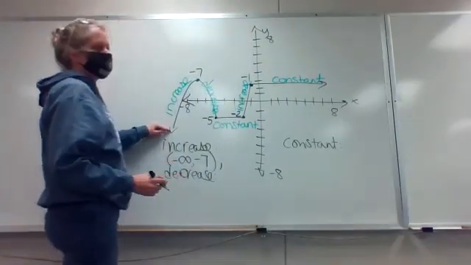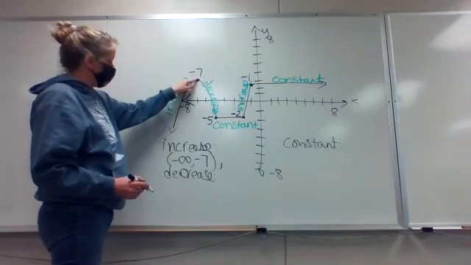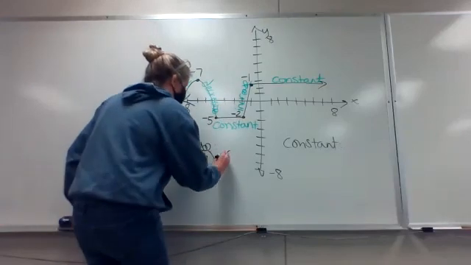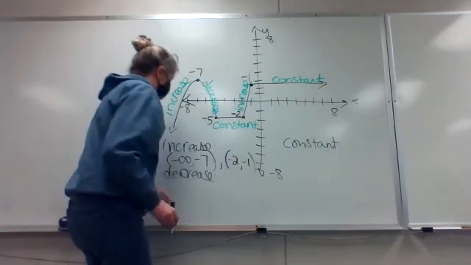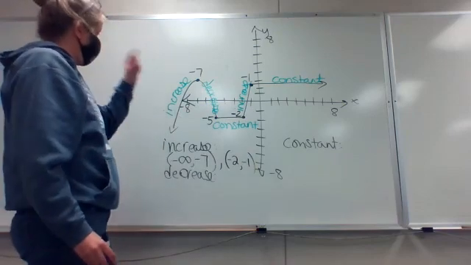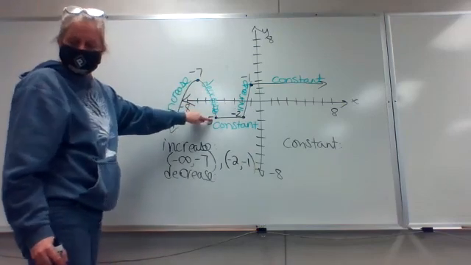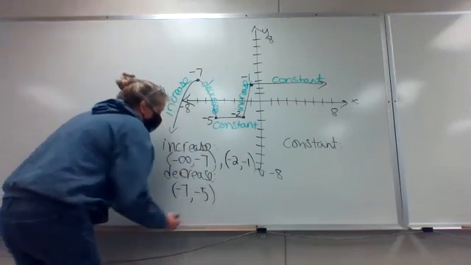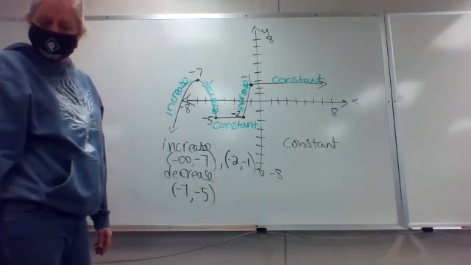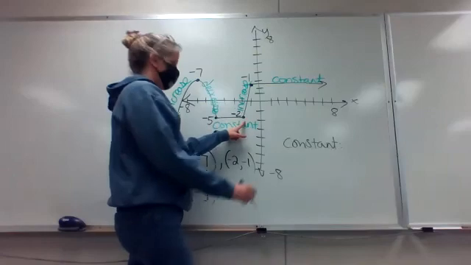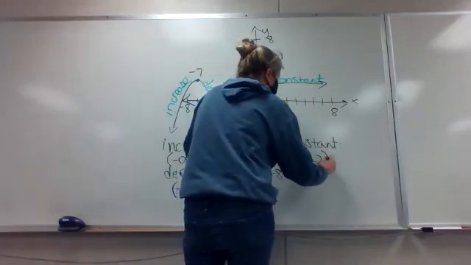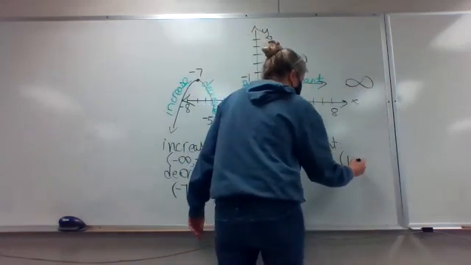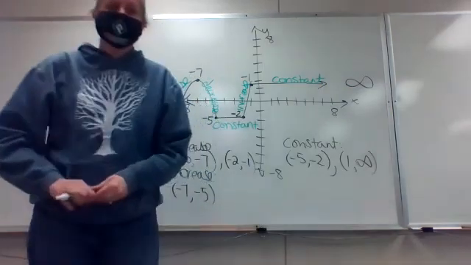So the increase starts at -infinity to -7. Put a comma in between. Here's your next increase, -2 to -1. Where is the decrease? Now this part right here, right? -7 to -5. And what about the constant? -5, -2, comma, there's another constant, 1 to what? Infinity. All right, so we will wrap that up next class.